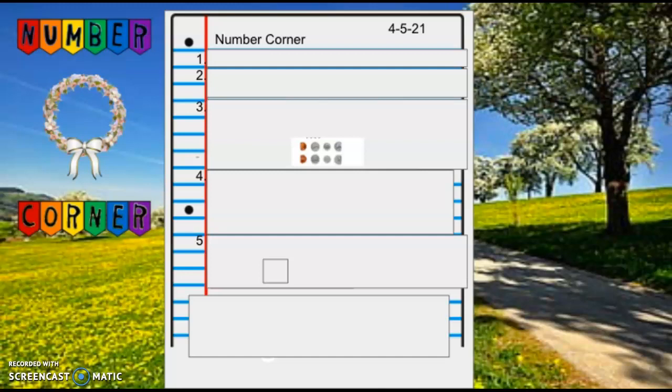I apologize that I'm not here for Number Corner today. I will be back tomorrow, and I know you will do an awesome job. So today will look a lot like a Wednesday, a lot more independent work. After you write the date and number corner, press play again, but press pause while you're doing those things.